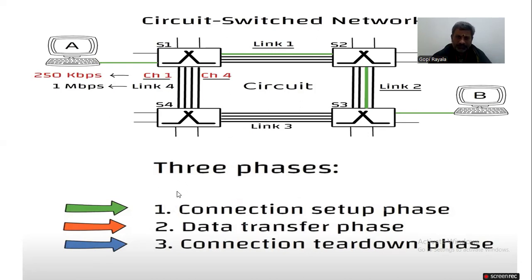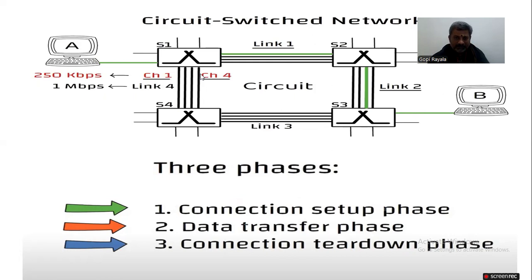In circuit switching, there will be three phases of work. What are the three phases? The first one is the connection setup phase, then the data transfer phase, and the connection termination or tear down phase. These three phases will be there.